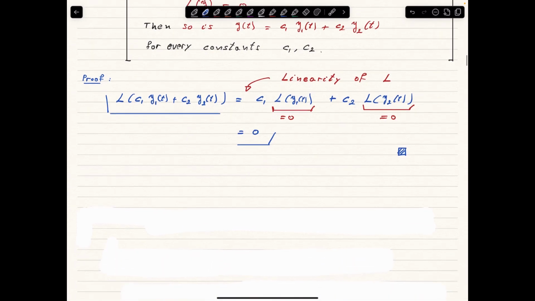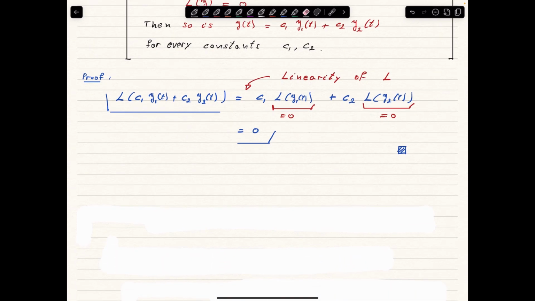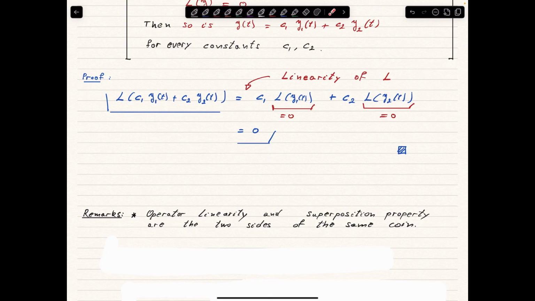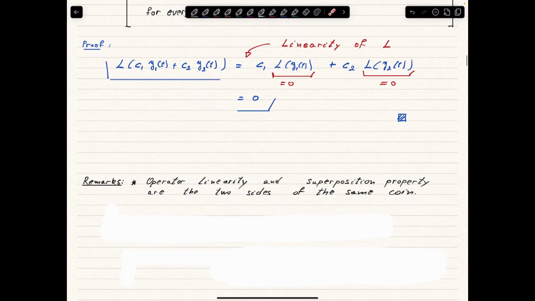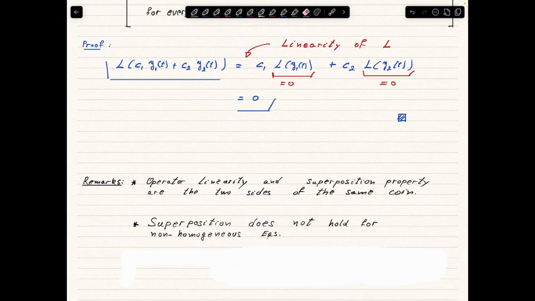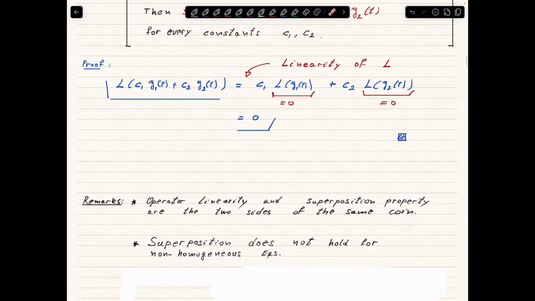So what we see here is that the linearity of the operator and the superposition property of solutions are two sides of essentially the same coin. And notice that the superposition property does not hold for non-homogeneous equations. Here it is important that we make this equal 0.